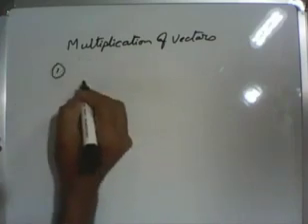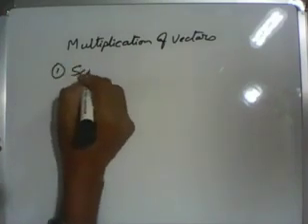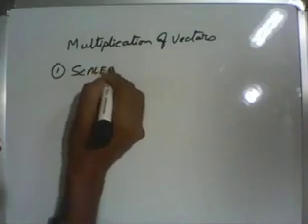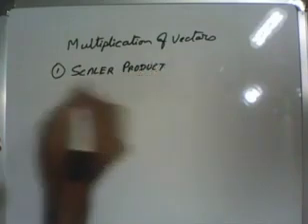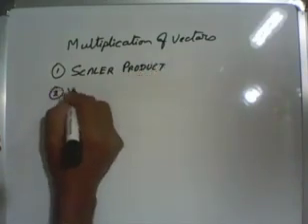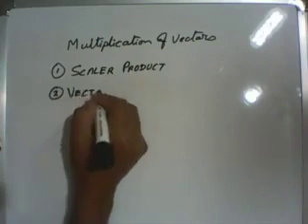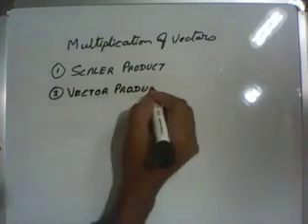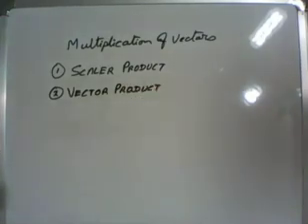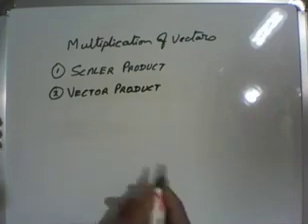One is known as the scalar product, and the second one we call the vector product of two vectors. So we'll discuss both of these one by one. Might be most of you know about this from before, but today we'll just revise what this scalar product is and what this vector product is.